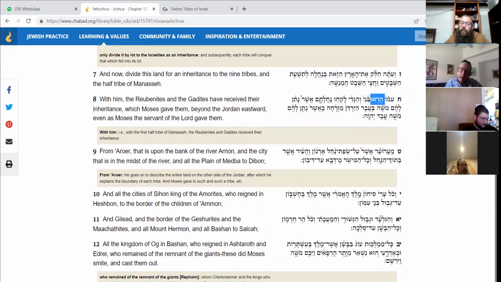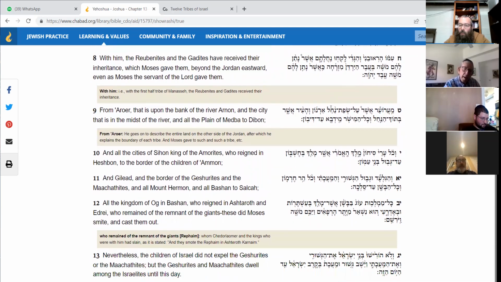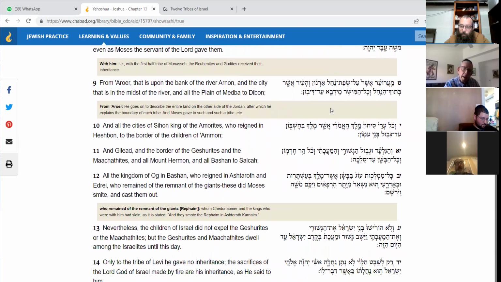Okay, the 2.5 tribes who got on the eastern side of the Jordan River. Imoy HaRuvaini V'Hagadi, Ruvain and Gad, those were the 2 tribes who asked Moshe for land. Lakchu nachlasam asher nasan lahem Moshe, they took already their portion on the eastern side, be'ever hayarden mizrach, on the eastern other side of the Jordan River. Kasher nasan lahem Moshe eved Hashem, as Moshe, the servant of Hashem, servant of God, already gave to these 2.5 tribes, Reuven, Gad, and they also another half of Menashe got that huge swath of land together with them.